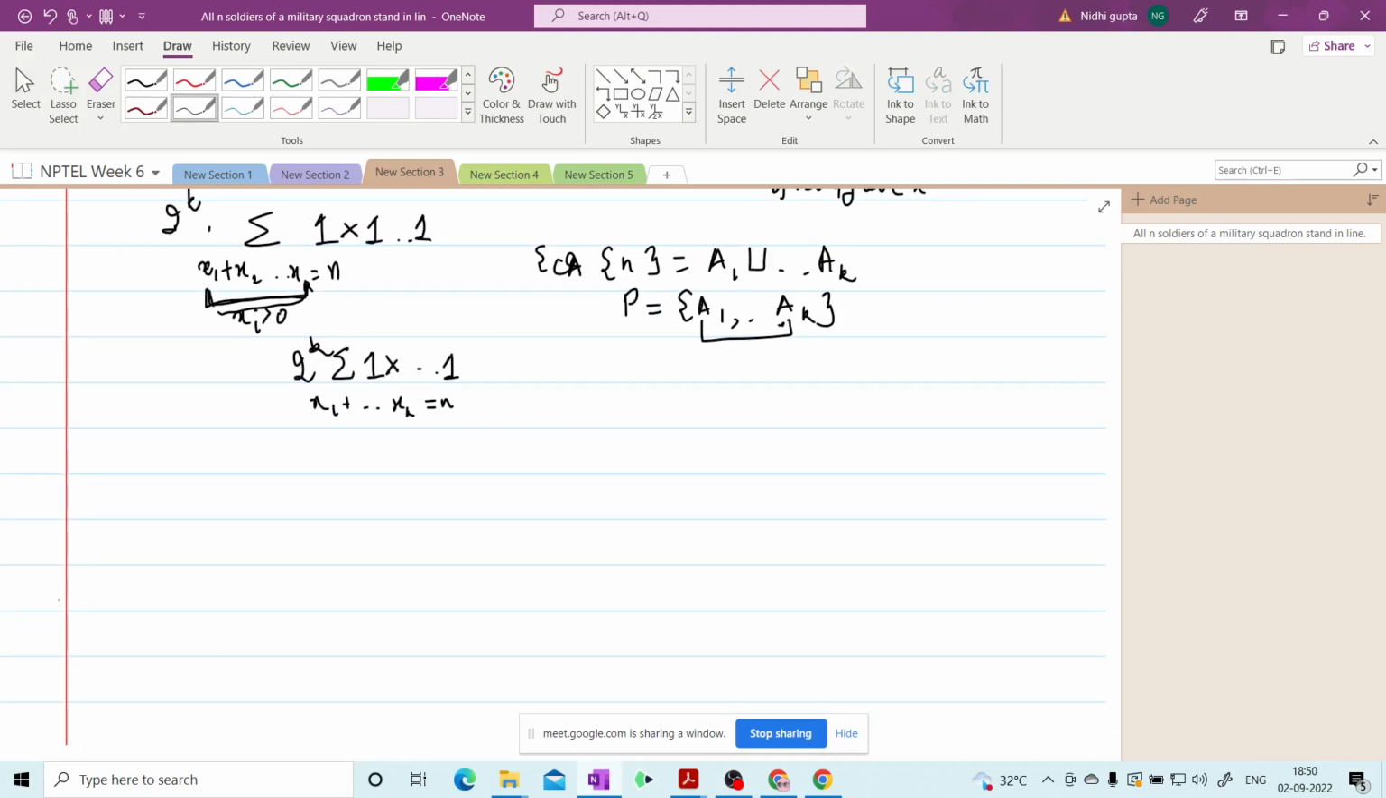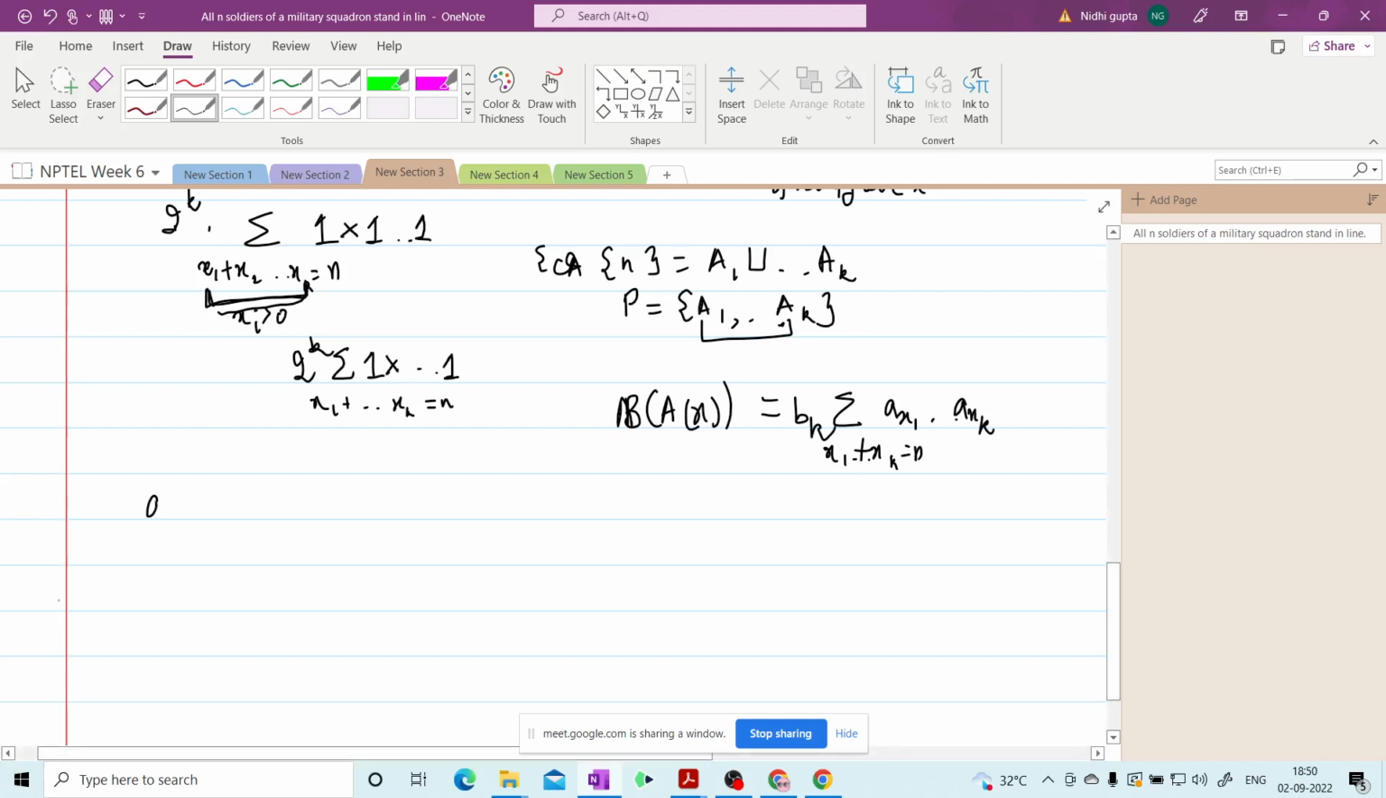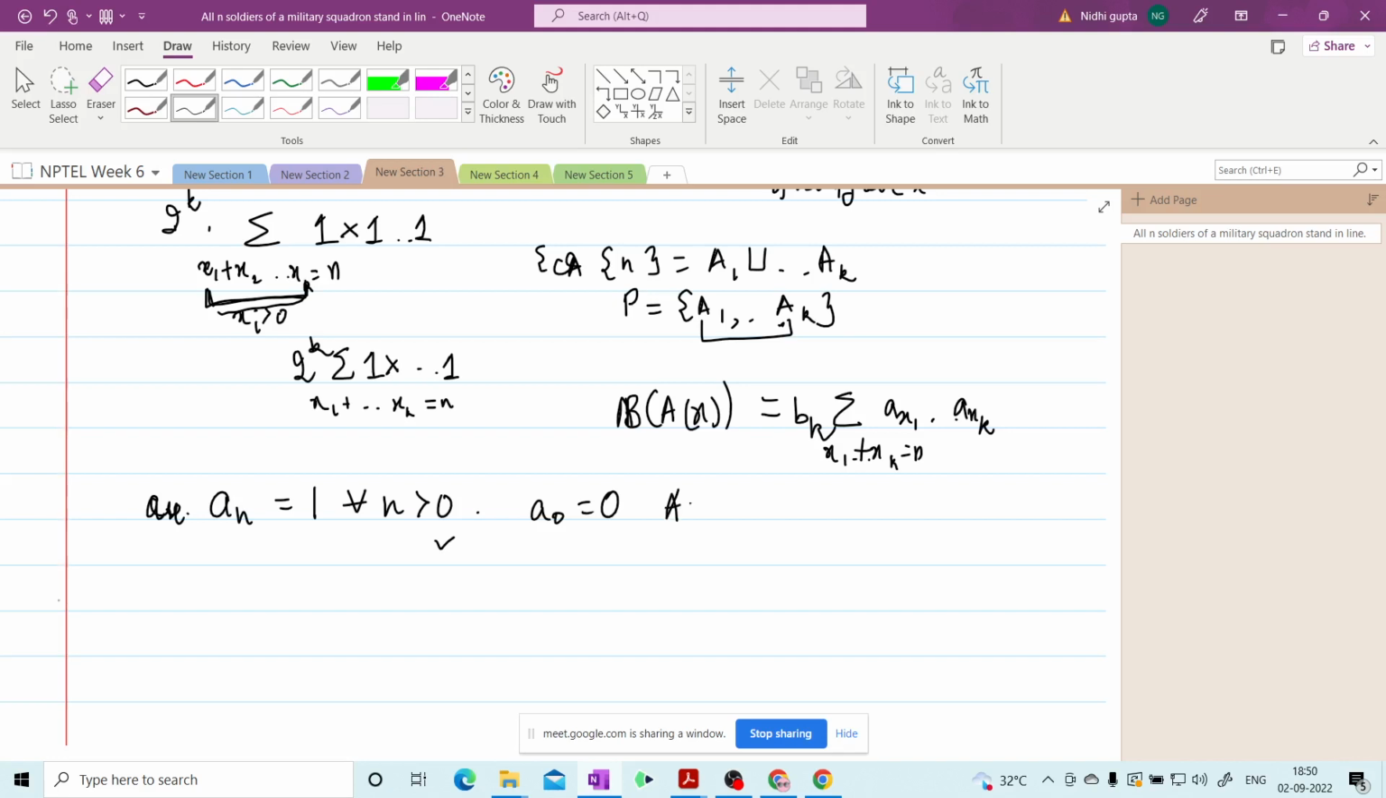So if we compare it with this formula, this was basically x1 plus ... plus xk equal to n, a_{x1} till a_{xk}, and this was b_k. So we see here since a_{xi} is equal to 1, we get that a_n is equal to 1 for all n greater than 0, and a_0 is 0 because each line has to be empty. So our first ordinary generating function is x plus x square plus x^n and so on.